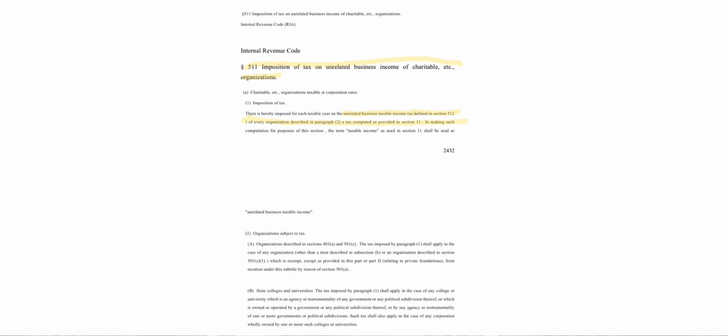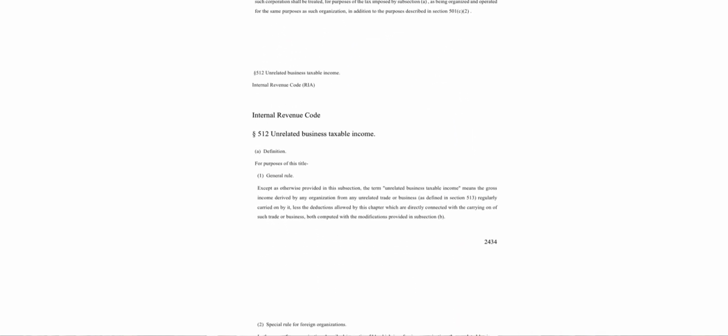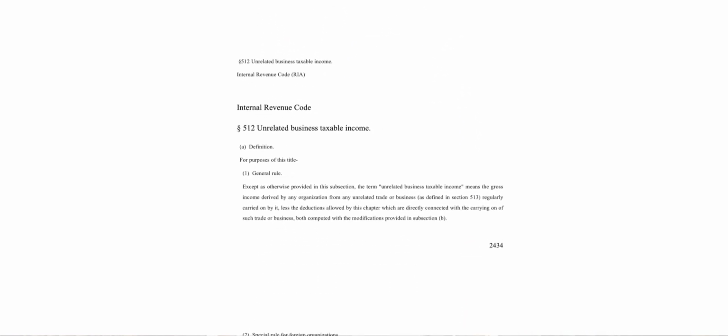In making such computation for this section, the term taxable income as used in section 11 shall be read as unrelated business taxable income. Okay, so it looks like section 511 kind of levies a tax on tax-exempt entities for certain unrelated business taxable income.